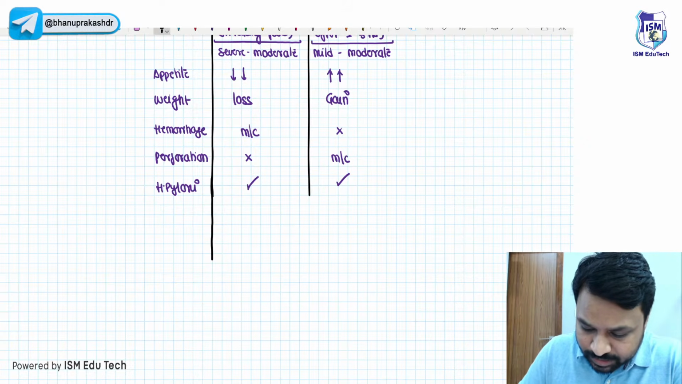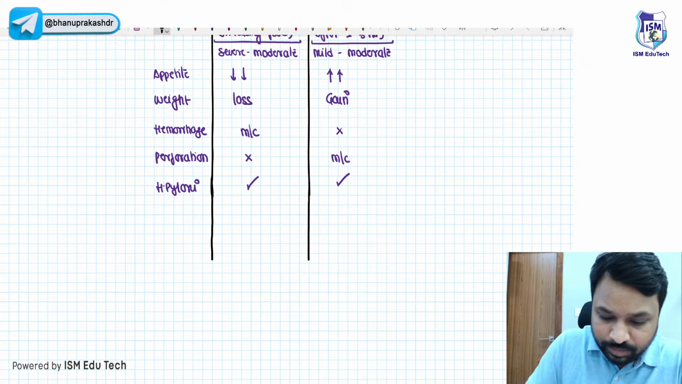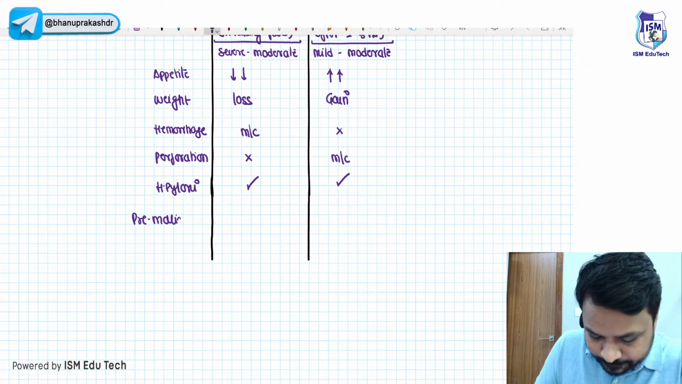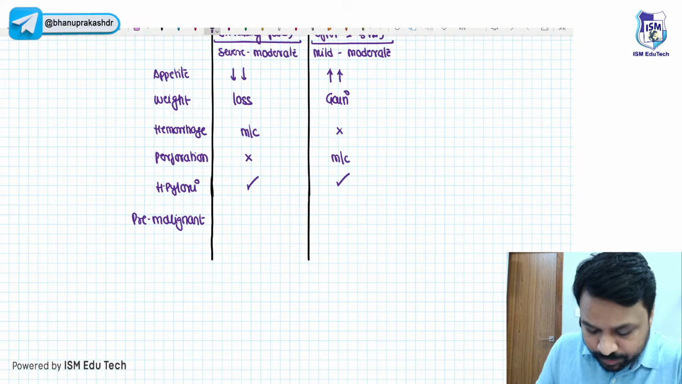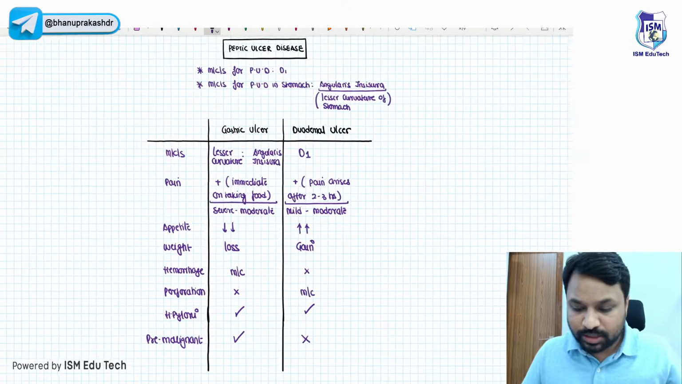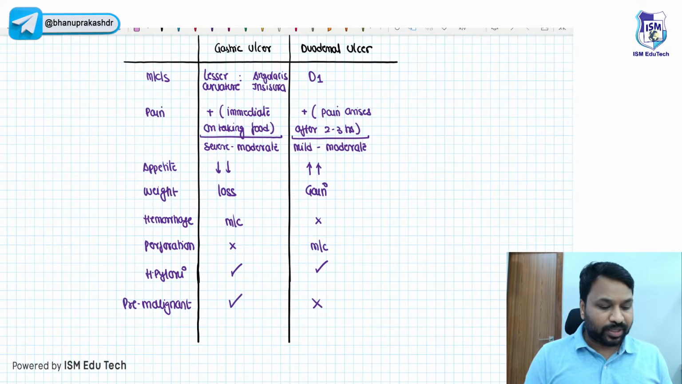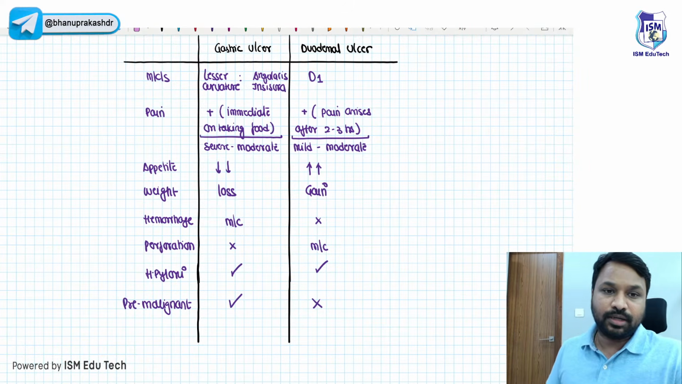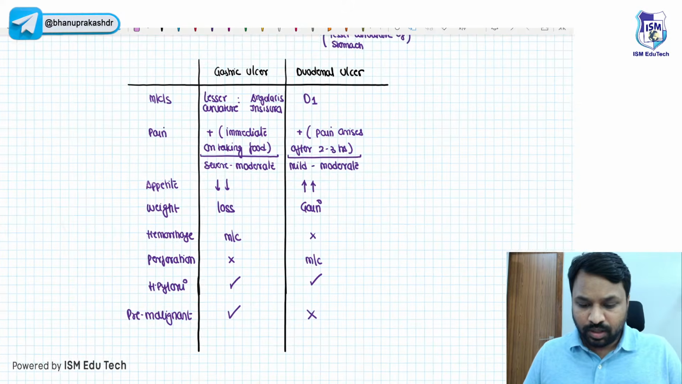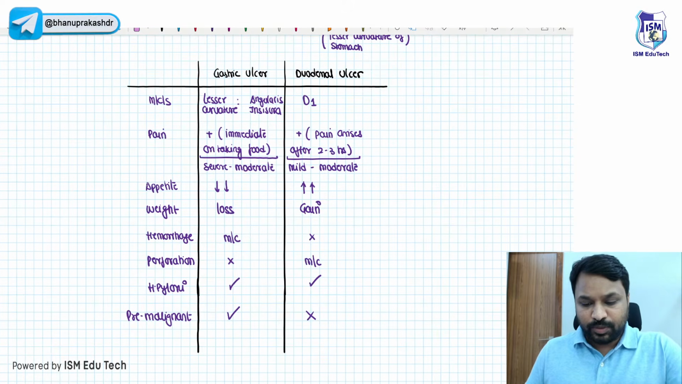Which of them is considered to be a pre-malignant state? Gastric ulcers are pre-malignant. Duodenal ulcers are considered to be never pre-malignant, right? So these are the important aspects that you will see.